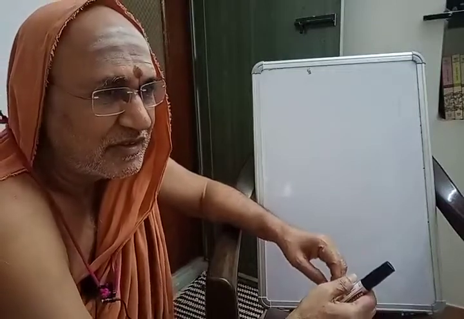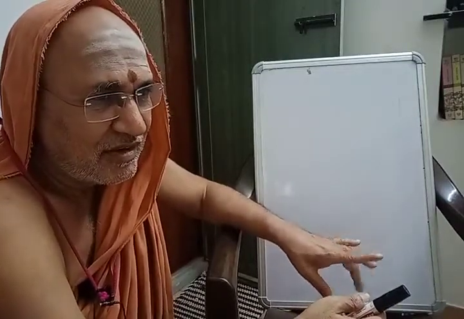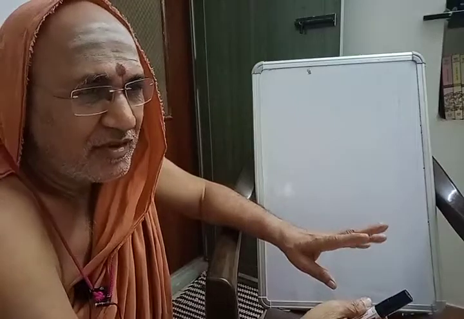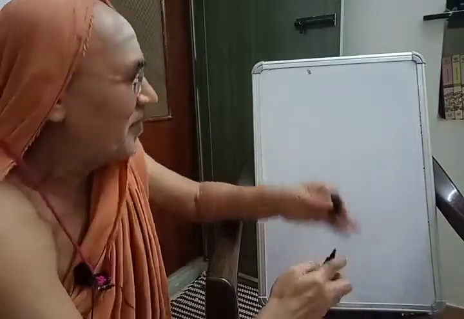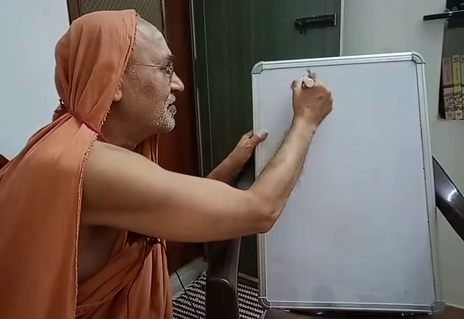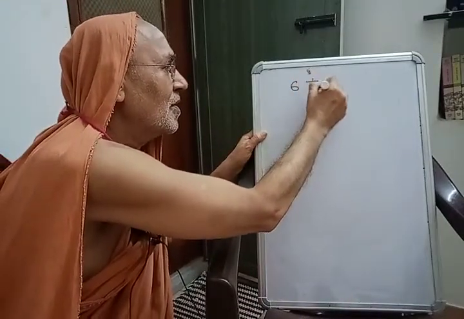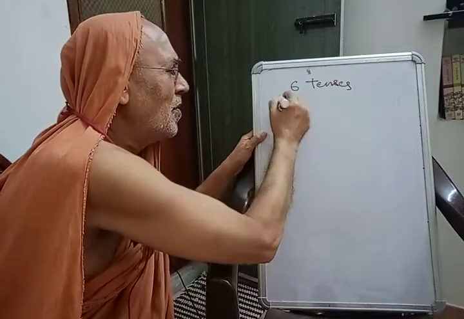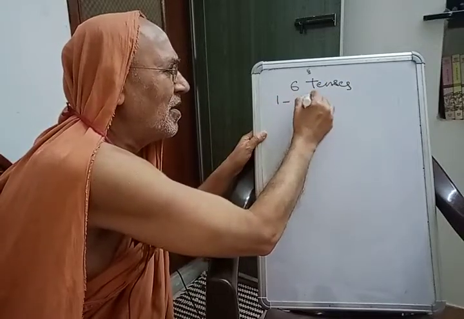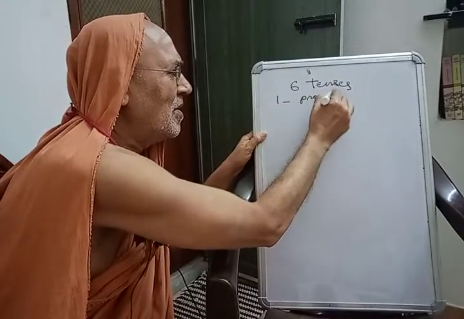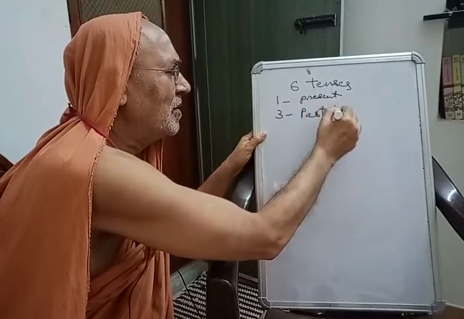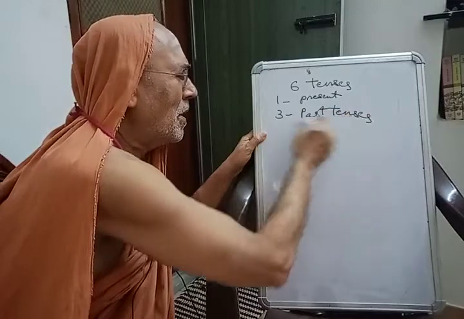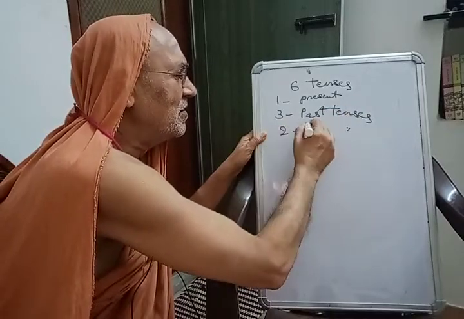Among the 6 tenses, 1 present tense, 3 past tenses, 2 future tenses. Moods we will tell later. 4 moods, 6 tenses. 1 Vartamana Kala, present. 3 past tenses, 2 future tenses.